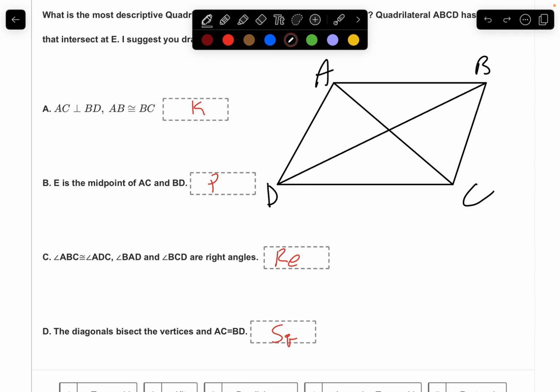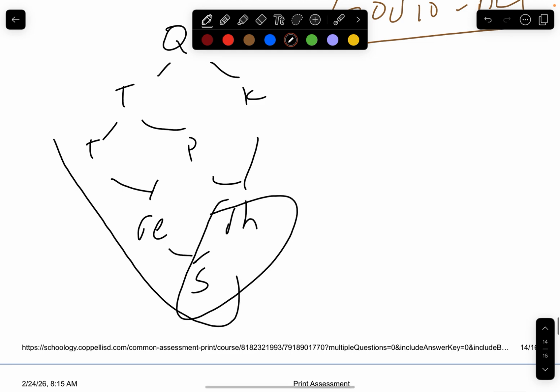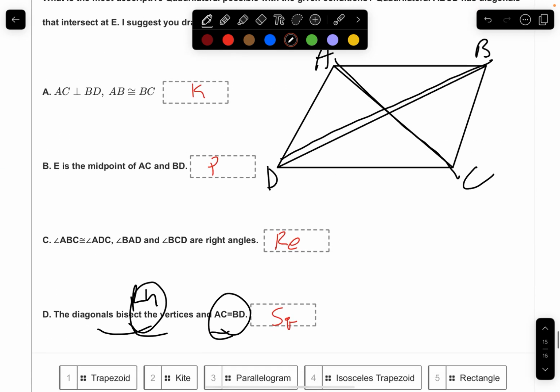Perfect. And then the diagonals bisect the vertices, so that's a rhombus. And AC is equal to BD. And the diagonals are equal. So it's a rhombus where the diagonals are equal. That has to be a square.